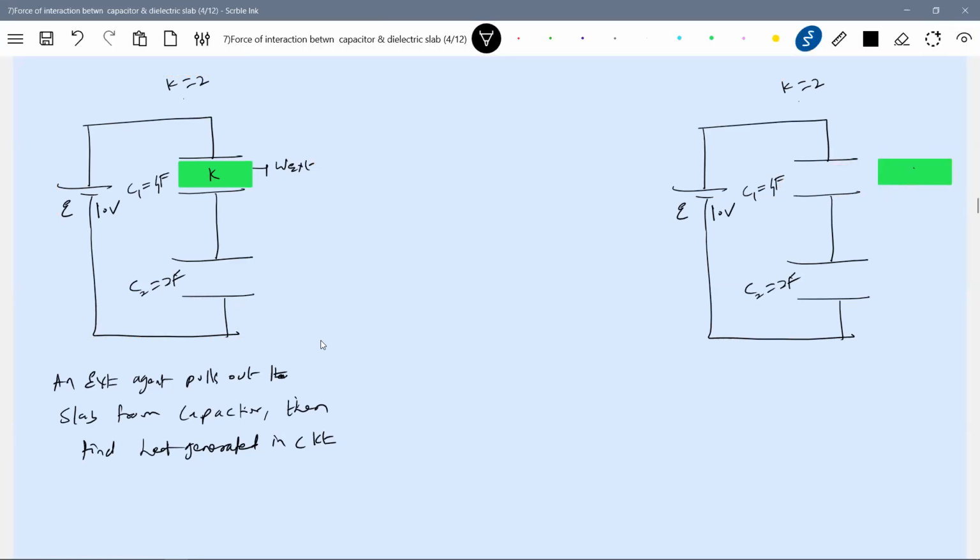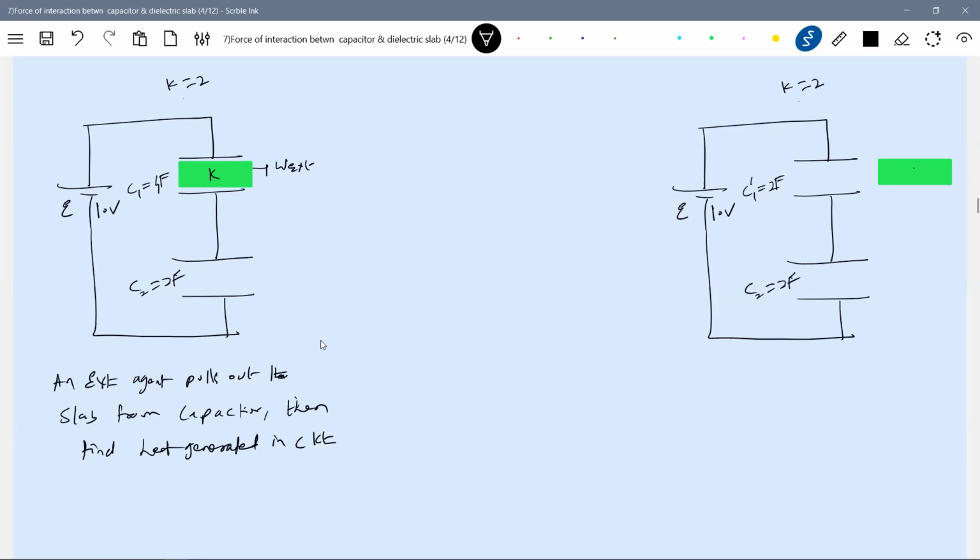Okay, the slab is brought out. Who is going to bring that slab? The external agent. Then how much will the capacitance become? With the slab, capacitance was 4 farad. Now after removing that, it will become 2 farad, no? C1 dash, you write it better.